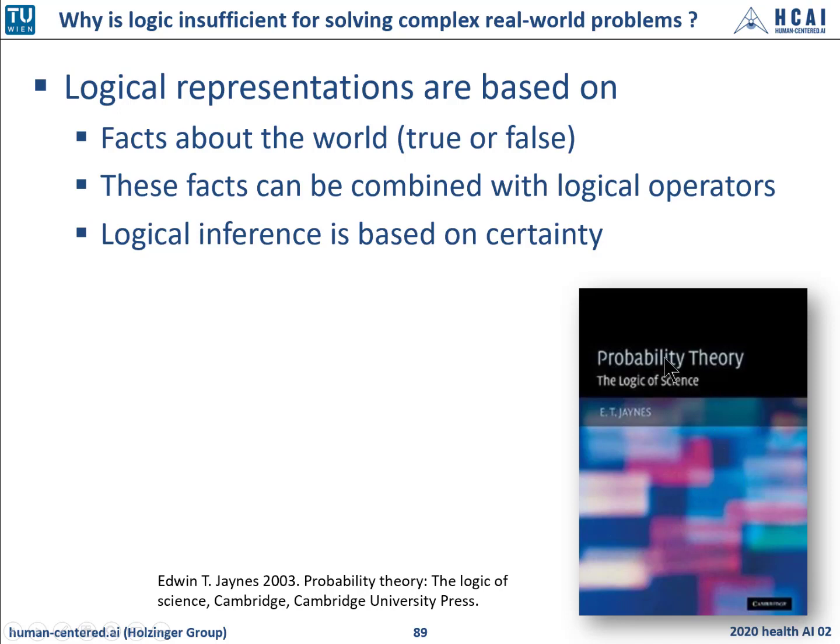I showed this slide because this is the book of Jaynes, and he says probability theory, the logic of science. And you see, this is a discrepancy in itself, because probability theory and logic. And this is a good argument that probability theory is the real logic of science.